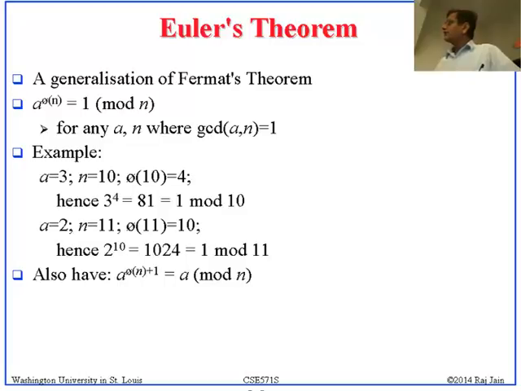Now, another way to write this thing is that a raised to phi n is 1, but a raised to phi n plus 1 is a, back to a. I mean, you multiply both sides by a, you get a. So, same thing for Fermat's theorem. A raised to p minus 1 is 1, a raised to p is a.